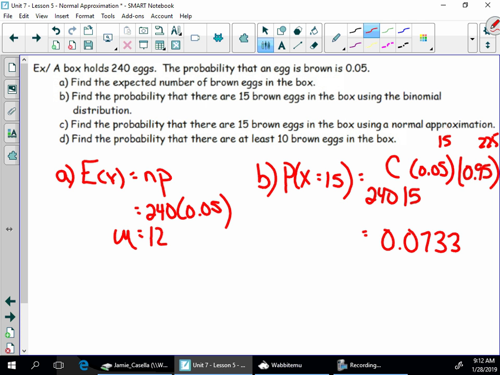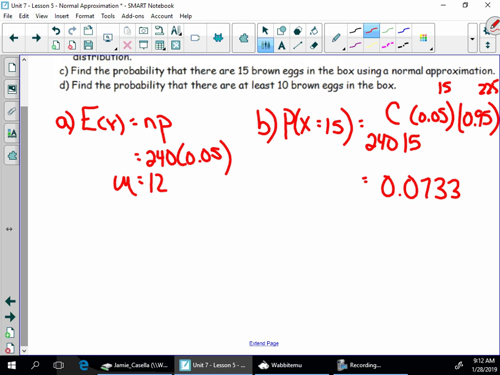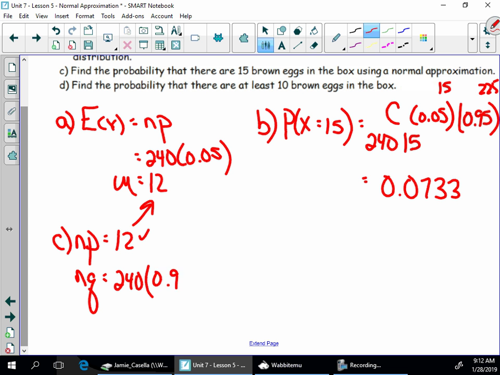We want to try this with a new idea, using the normal approximation. Before I do that, I got to do my little check. Is NP greater than 5? Well, we already figured that out, right? That's right here. So definitely. NQ, 240 times 0.95. That comes out to 228. That's definitely bigger than 5, so I'm good to go. I can do this. I just have to do it now.